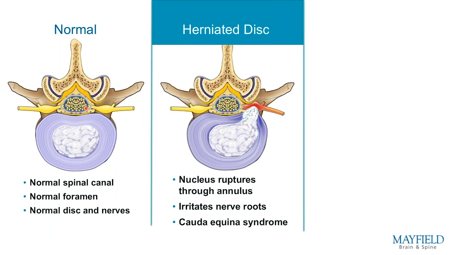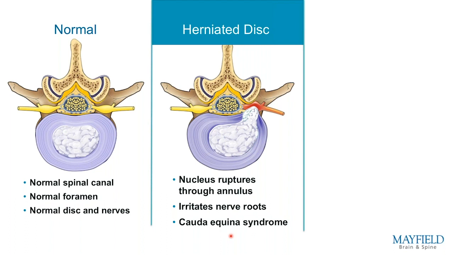If you have a herniated disc, the nucleus ruptures out of a tear in the annulus. And that nucleus is actually an irritant to the nerves. That's what causes the pain of a herniated disc. They usually herniate more laterally into the foramen, but they can also herniate more centrally and compress the spine.